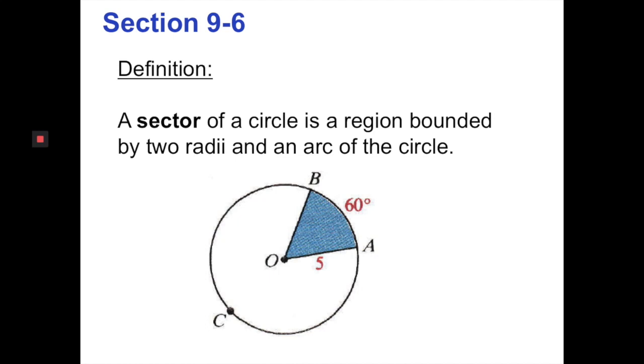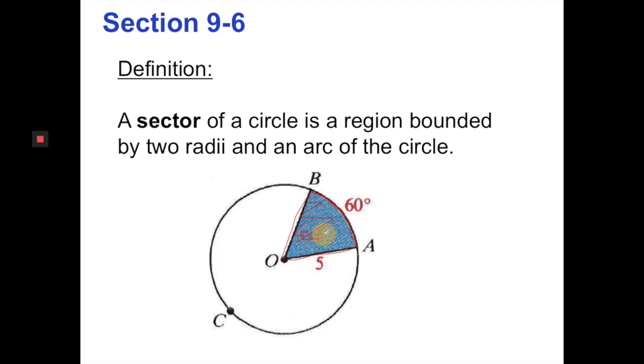This is the definition of a sector of a circle. A sector of a circle is a region bounded by two radii and the arc of the circle. So it's pretty obvious what the sector is here. We have two radii, and we could draw in any two, it could have been anywhere. We could have a big sector if we drew radii here, but this is a relatively small sector. This is a 60 degree sector, and this is the area. It's bounded by two radii and part of the circumference called the arc. We've studied arcs in chapter 7. So this whole thing here is the sector itself.